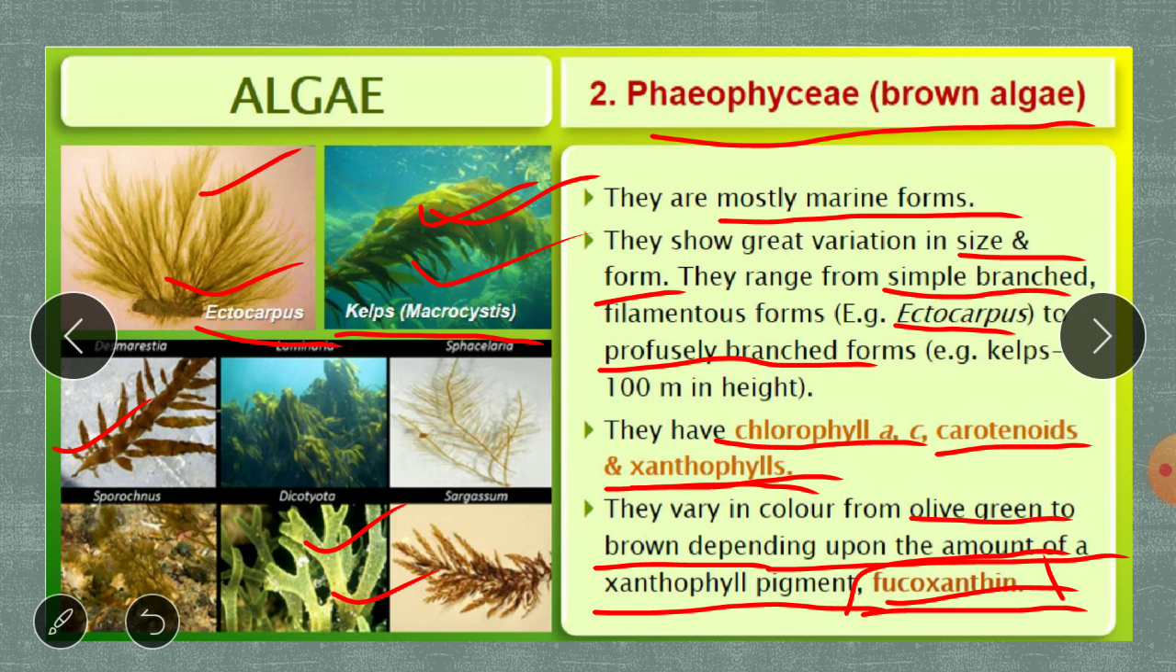Fucoxanthin is a pigment of the xanthophylls, and it gives the brown color to the brown algae. Depending on how much fucoxanthin is present in the plant, that much brown color will be there in that plant.